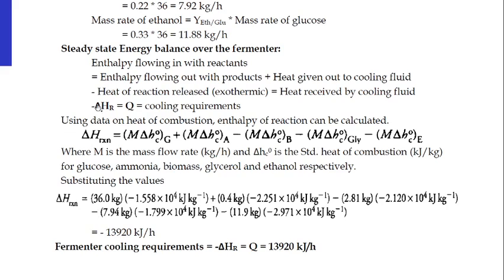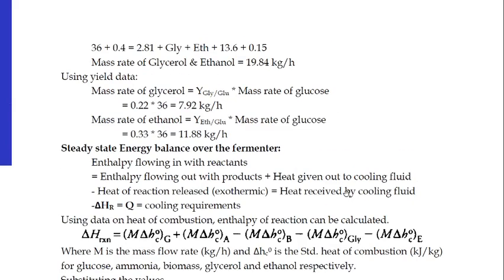So it's minus of minus. When you substitute here, Q will be a positive value, right? Q is a positive value, minus of minus. That means you have to remove 13,920 kilojoule per hour at that particular rate. You have to remove the heat, right?